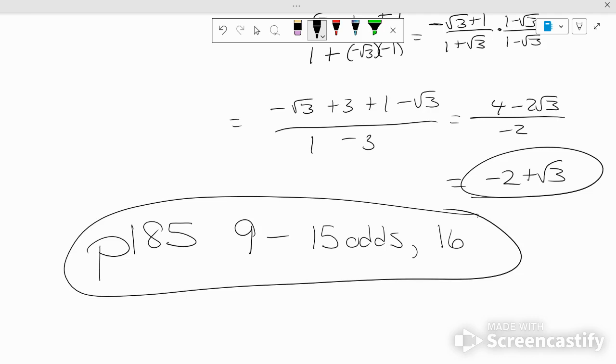Nine through 15 odds and 16. That's 5 problems. Get to work on those.